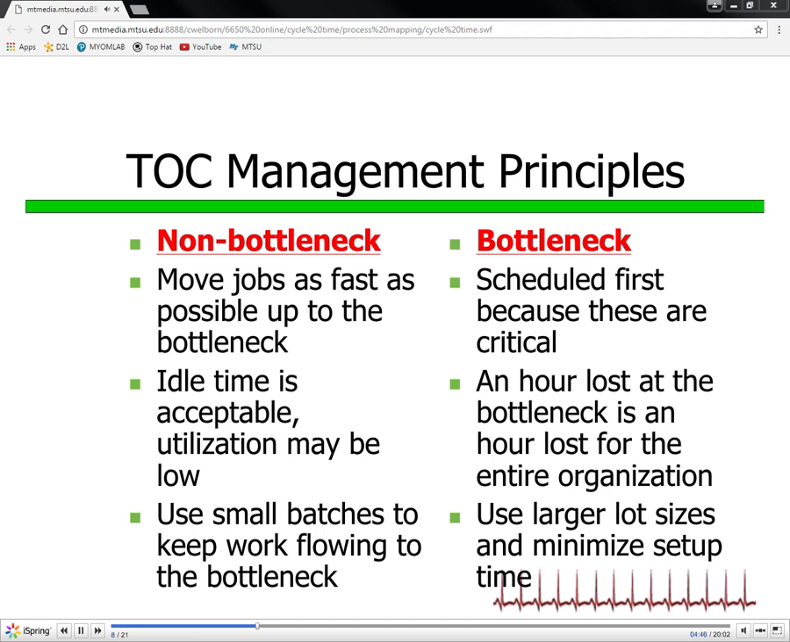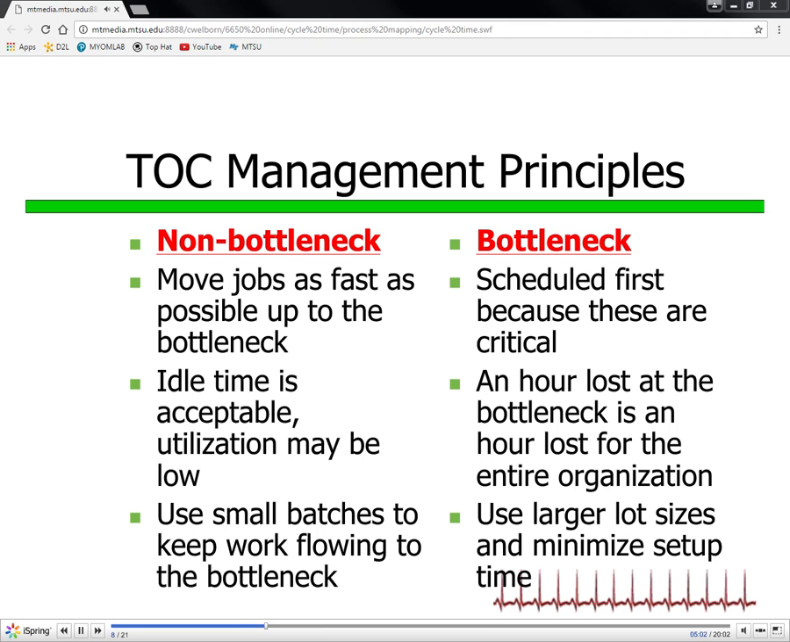Use small batches to keep work flowing to the bottleneck, and that's kind of this ideal of just-in-time, small batch sizes, or we talked about earlier one-piece flow or continuous flow. It's moving small groups of work up there rather than large groups of work.